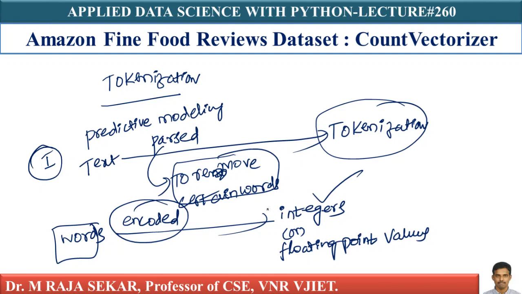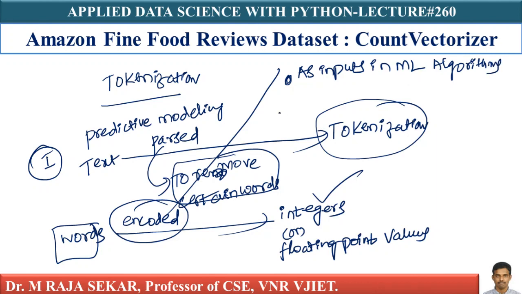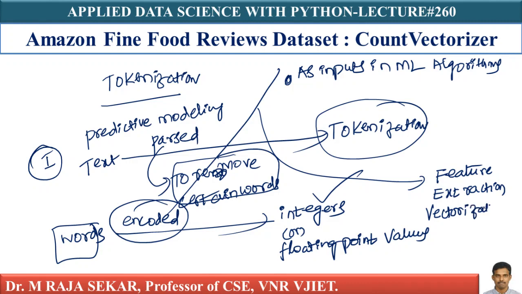What is the necessity of encoding? If you encode, you can use the encoded words as inputs in machine learning algorithms. If you want to use these words as input to machine learning algorithms, they must be encoded. This process is known as feature extraction. Another name for feature extraction is vectorization.